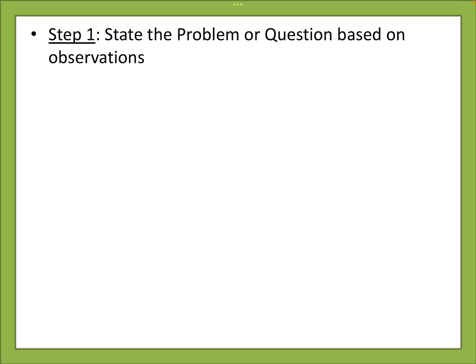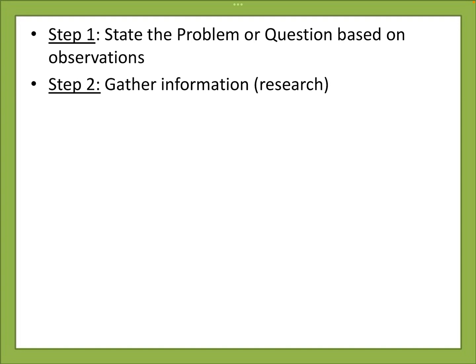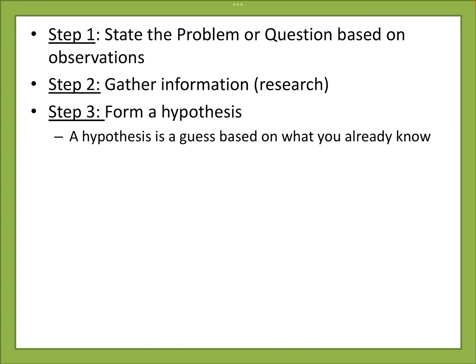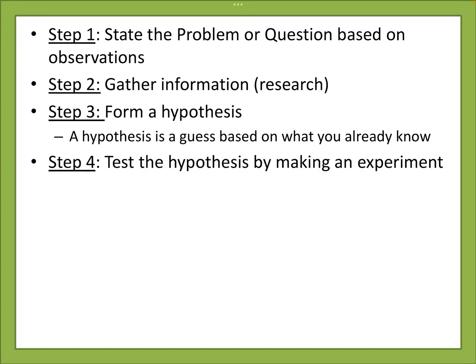Step 1 of the scientific method is make an observation or state the problem. Then you have to gather some research, and then you need to make a hypothesis. You may have learned that a hypothesis is an educated guess. We're going to take that a little bit further, and we're going to say that a hypothesis is a testable explanation to an observation.